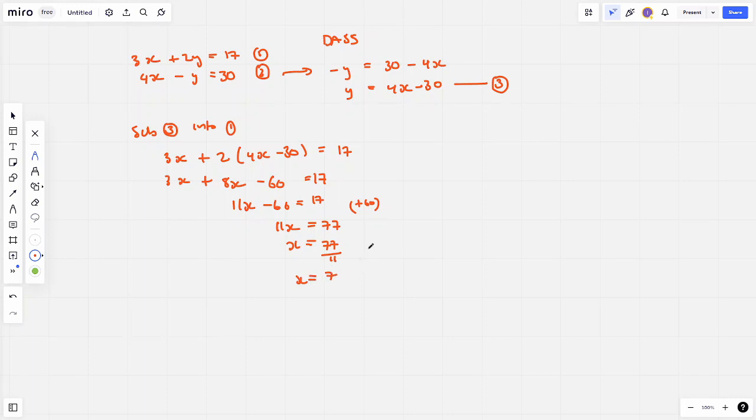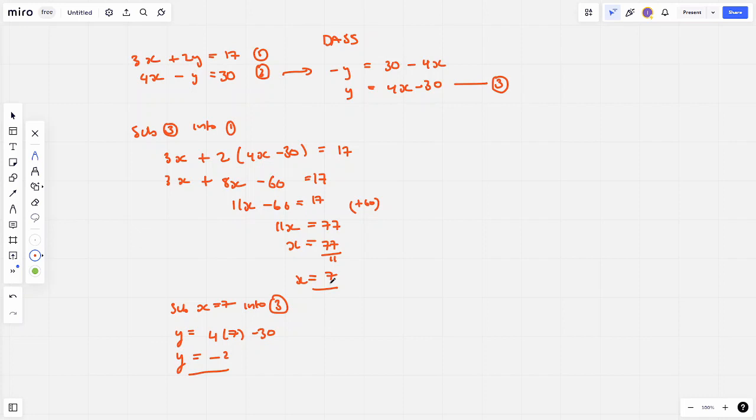Brilliant. Now what we can do is substitute this newly found x equals 7 into the equation we've just formed in number 3, as it's already isolated for y. So that's y equals 4 multiplied by 7 minus 30, which is y equals minus 2, and that's exactly what we found in the previous video.